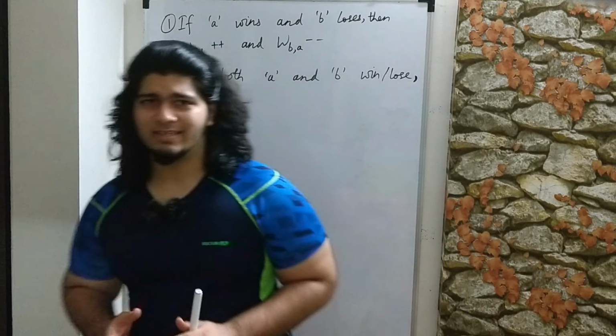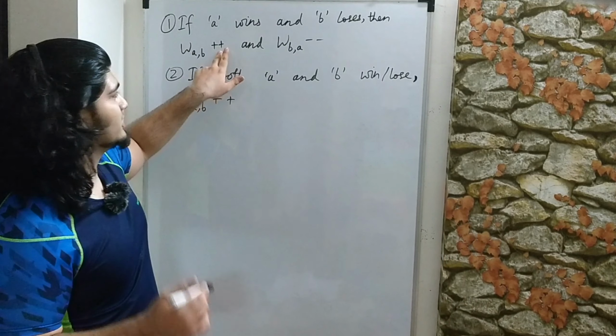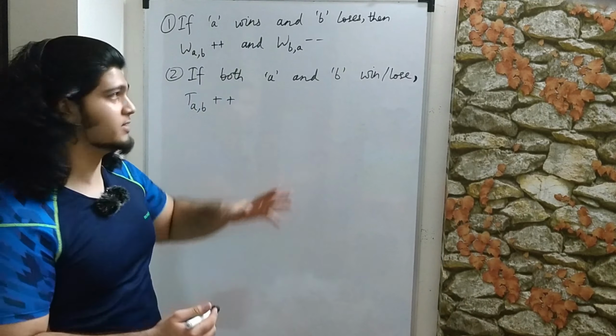Okay, so for writing these rules I've used a bit of programming notation. So plus plus means you increment the variable by 1, and minus minus means you decrease that variable by 1. It's just more convenient in this case.